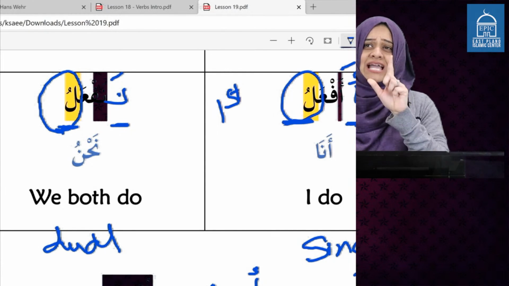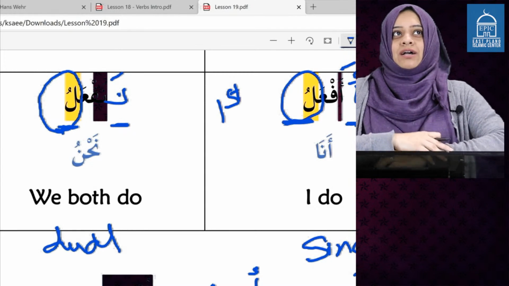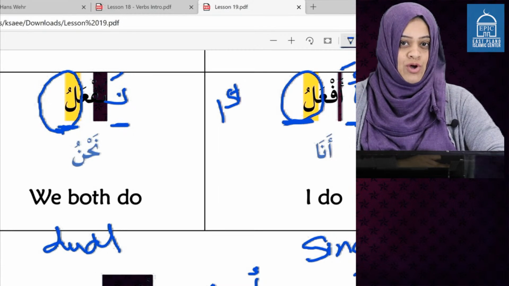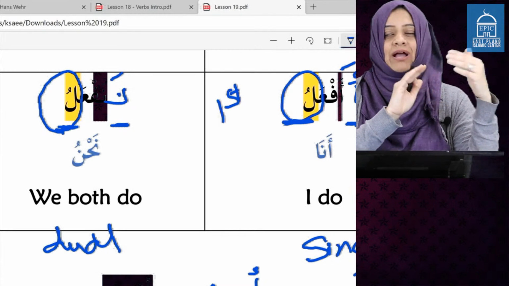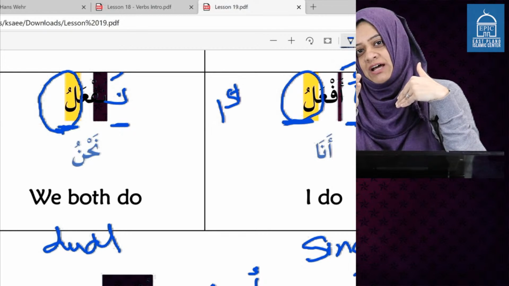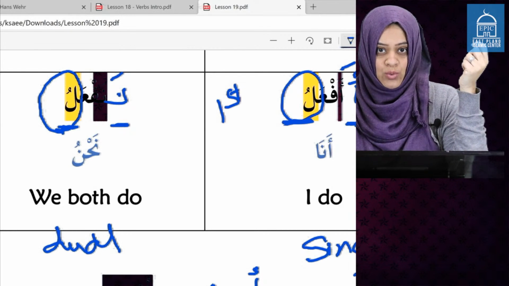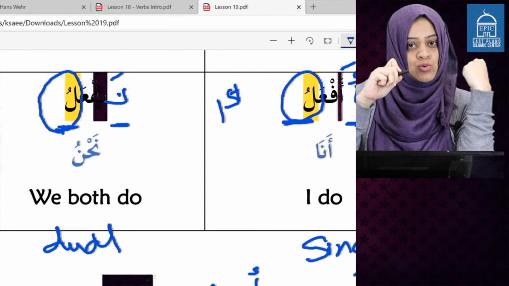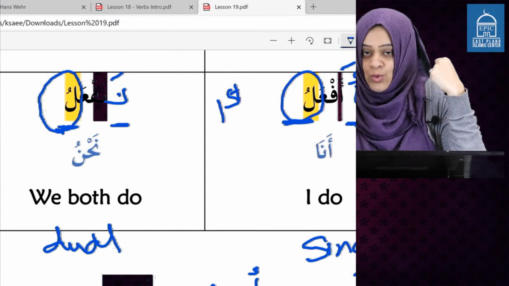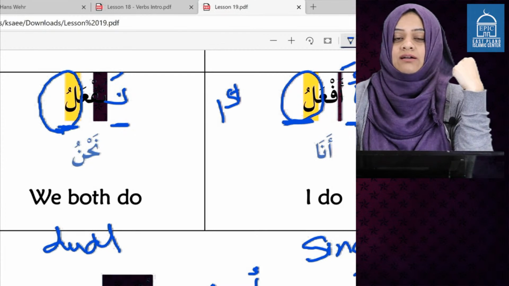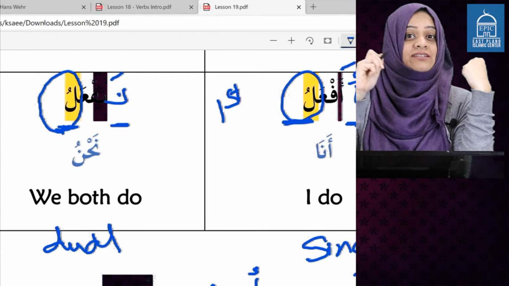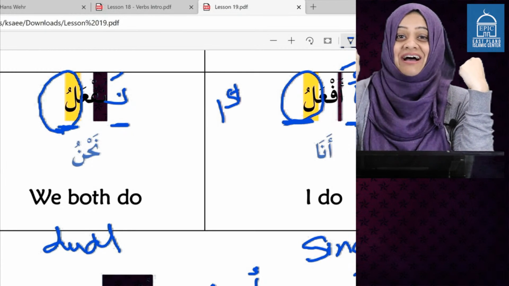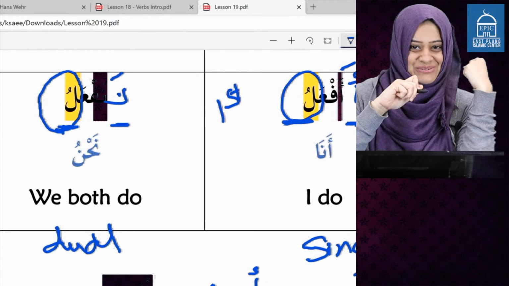Let me give you an example. Say for example, we did khalaqa, we did the chart for Madi. What will be the mudare of khalaqa? Khalaqa, yakhluqu. So how will the chart go? Yakhluqu, yakhluqani, yakhluquna. Takhluqu, takhluqani, yakhluqna. Takhluqu, takhluqani, takhluquna. Takhluqina, takhluqani, takhluqna. Akhluqu, nakhluqu.